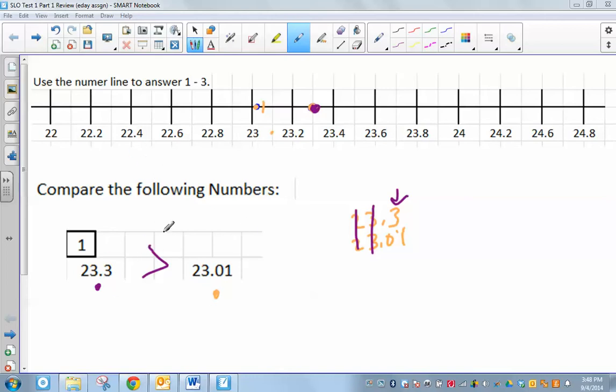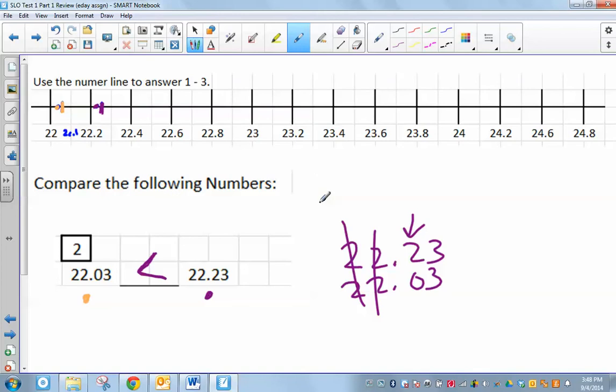So if you see, I have the correct answer here that says 23 and 3/10 is greater than 23 and 1/100. And I know that because I showed my work over here. When I compare my place values, the tens and ones place is the same value. So I look at the tenths place, and 3/10 is greater than 0/10. So that's how I know my final answer. I can also make dots up here, and I can see that 23 and 3/10, where it's located on the number line, is less than 23 and 1/100.